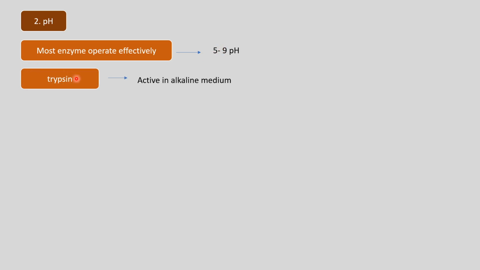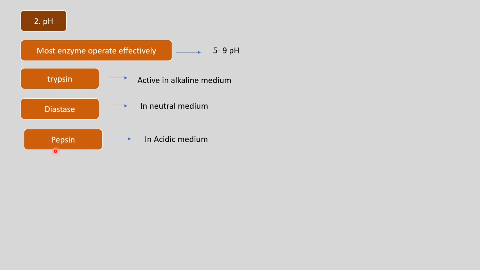But there are exceptions, where trypsin, an enzyme which works in hydrolysis of protein, becomes active in alkaline medium. So trypsin requires a much more alkaline medium to operate properly. Similarly, diastase is an exception which works well in neutral medium, and pepsin is an exception which works well in acidic medium. So there are exceptions, but as I told you, every enzyme can operate at an optimum pH of 5 to 9.